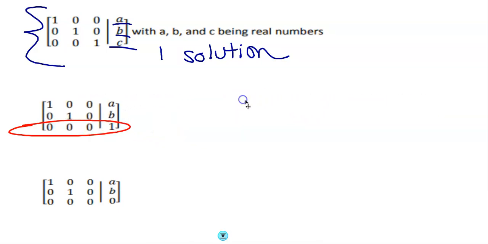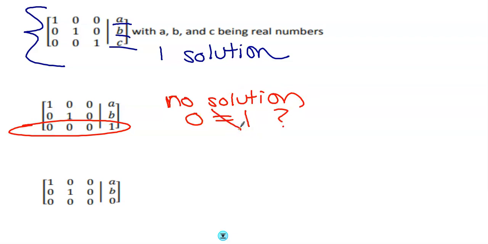Well, is there a placeholder here? It doesn't look like there's a 1 here. So this would mean I have an X, I have a Y, but I don't have a Z. So this means that there's no solution. And think of it this way: can 0 equal 1? No, that's a no solution. So that means that there's not a Z value, or there's a missing value for this one.